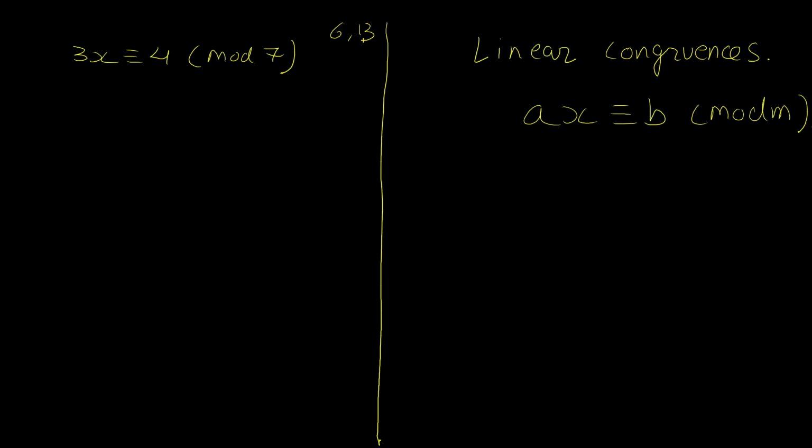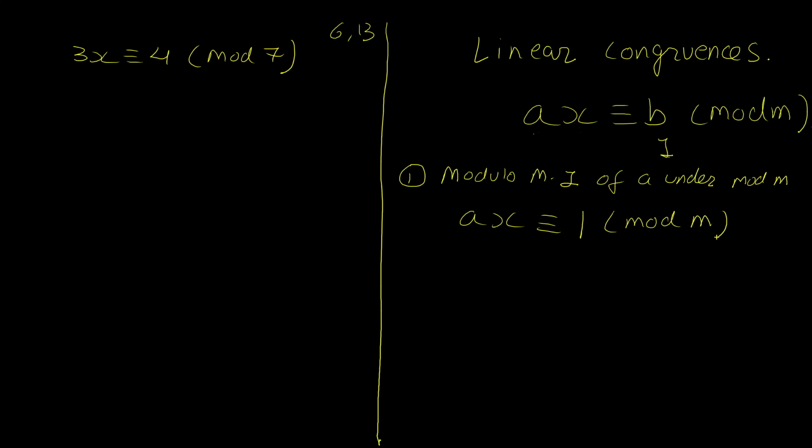3x ≡ 4 (mod 7), and we know of at least 6 and 13 as solutions. So the first step to do is to find the modular multiplicative inverse of a under mod m. And finding the modular multiplicative inverse is the same as asking what can I multiply with a in order to reach a 1, and not a b. In the general question, it will ask me ax ≡ b, but I want to start off with ax ≡ 1. And so that would be the same as solving ax ≡ 1 (mod m). And the solution to this comes from the Euclidean algorithm that we saw earlier. So it will be extremely clear when we look at the numeric example shortly.